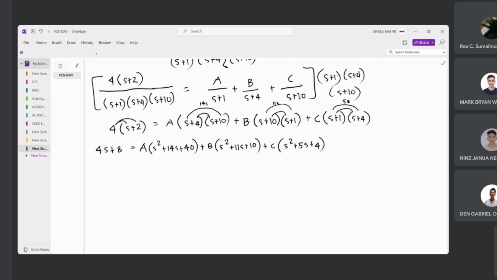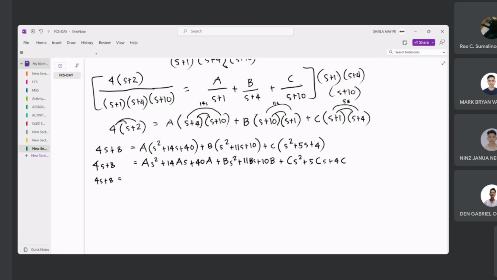Okay. Distribute again. As squared plus 14As plus 40A plus Bs squared plus 11Bs plus 10B. Okay. Plus Cs squared plus 5Cs plus 4C.